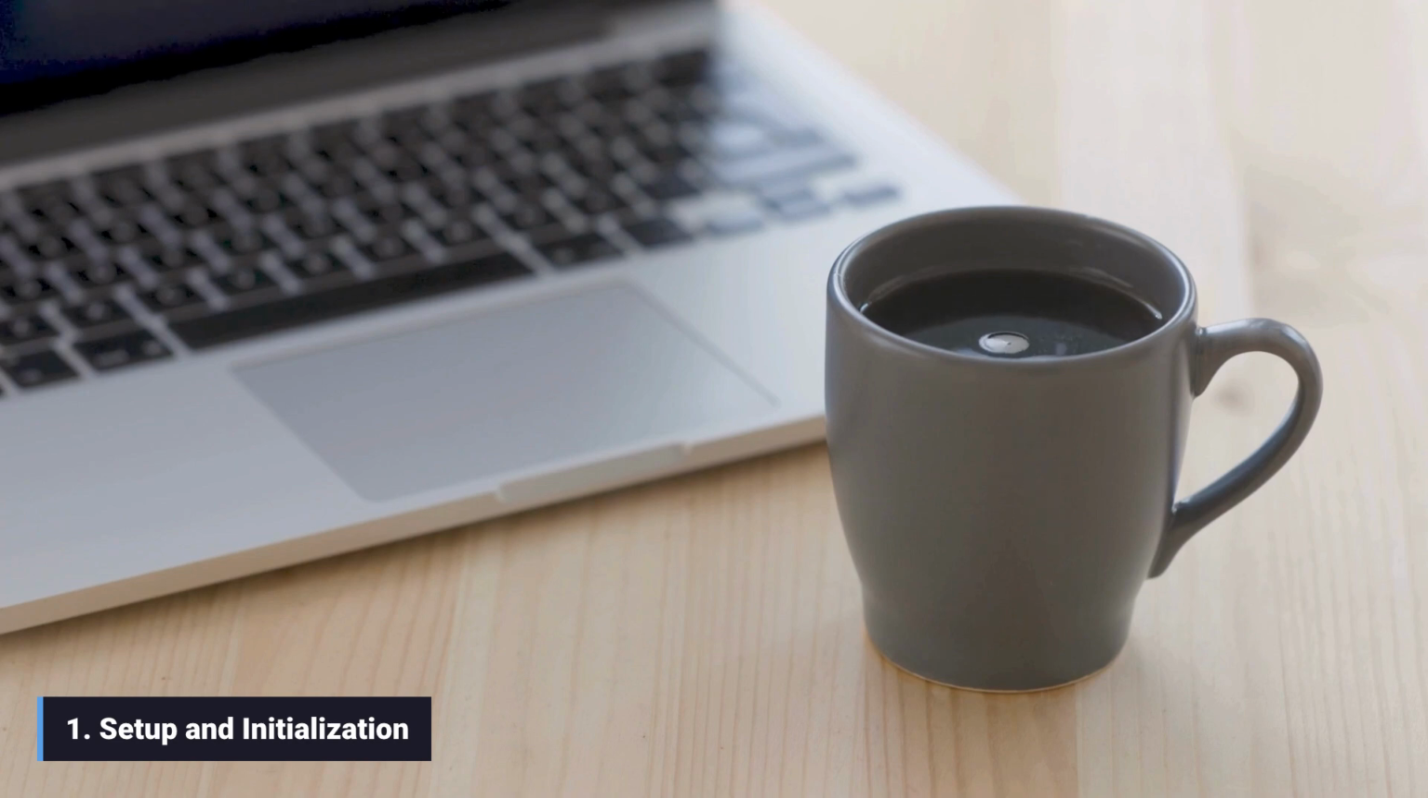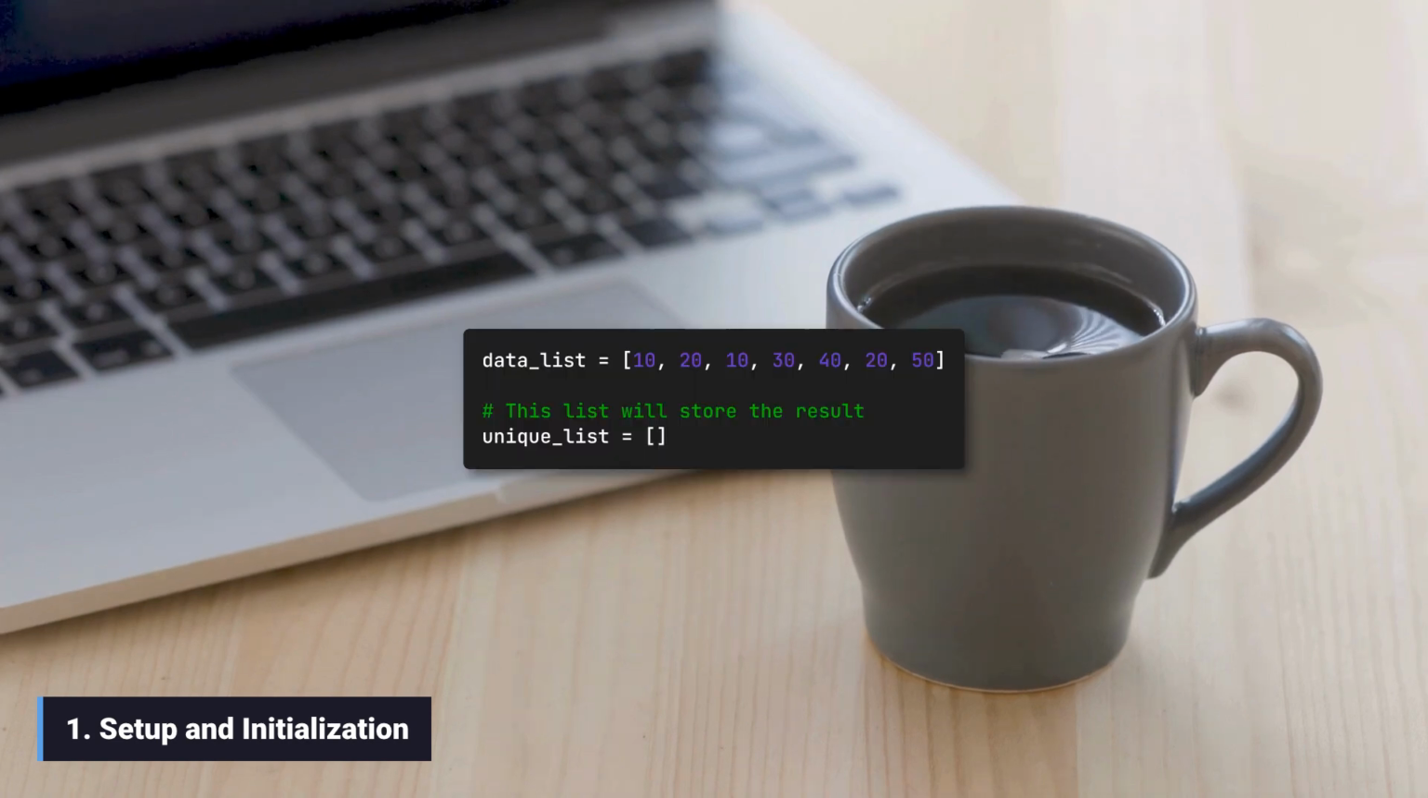1. Setup and initialization. We start with a list containing duplicate numbers. We must create an empty list, which we'll call unique_list, to store the elements that pass our uniqueness check. This empty list is the key to tracking items we have already processed.